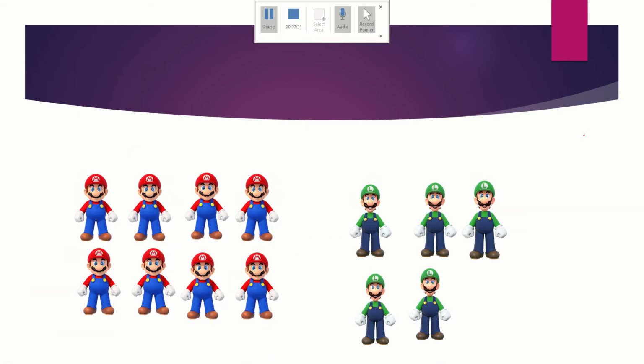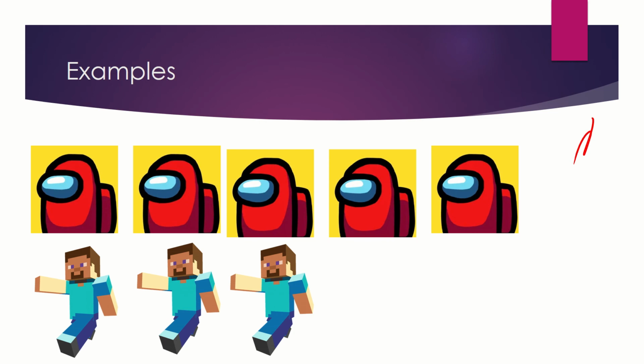Okay, now let's look at this one. Oh, sorry. So this one, we have Among Us characters and Minecraft characters. So I'm going to write first the Minecraft to Among Us. So what I'm going to do is count. 1, 2, 3. So we get 3. And Among Us, we have 1, 2, 3, 4, 5. So my ratio of Minecraft to Among Us is 3 to 5. Among Us to Minecraft is 5 to 3.